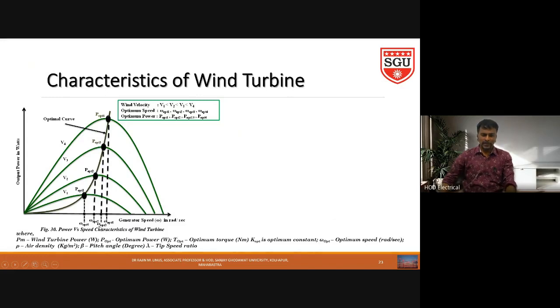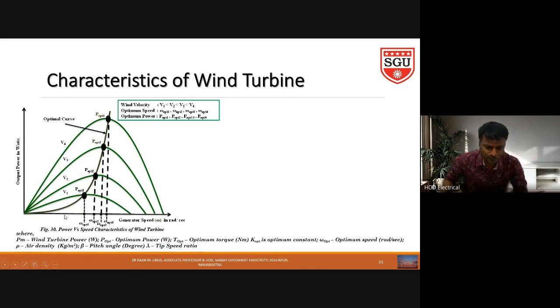Now, where is the optimum point? What do we mean by the optimum point? The optimum point is the maximum point where we will get the maximum power. So in this region we will get the maximum power. Similarly, for wind velocity V3, this is the point, and for wind velocity V4, this is the point.